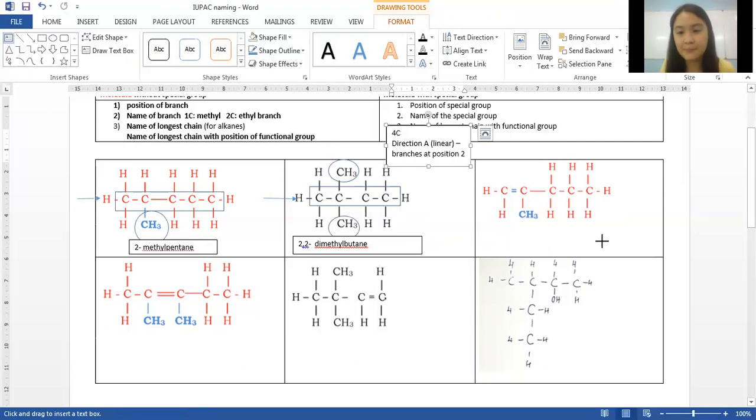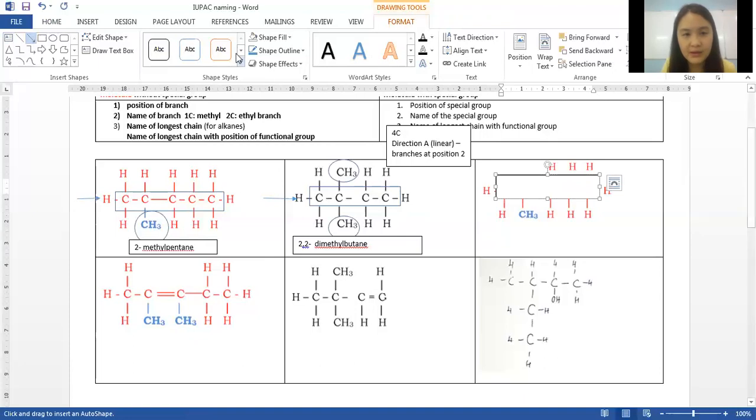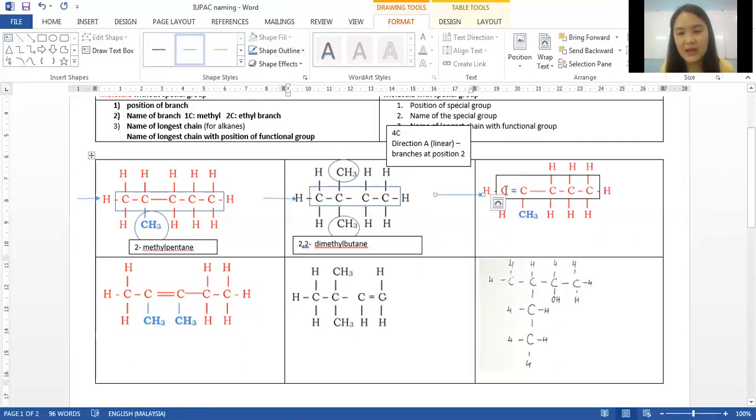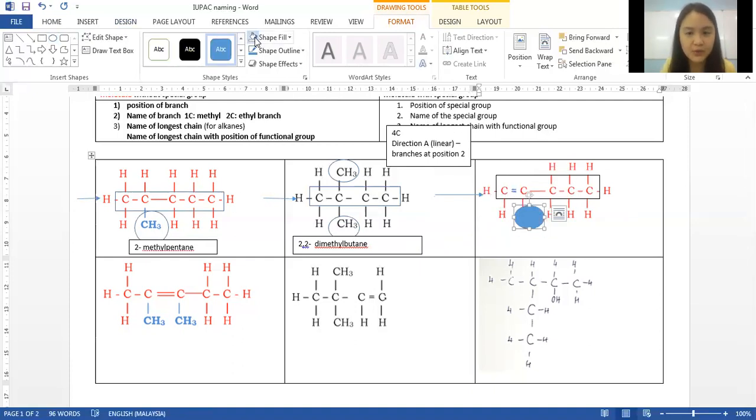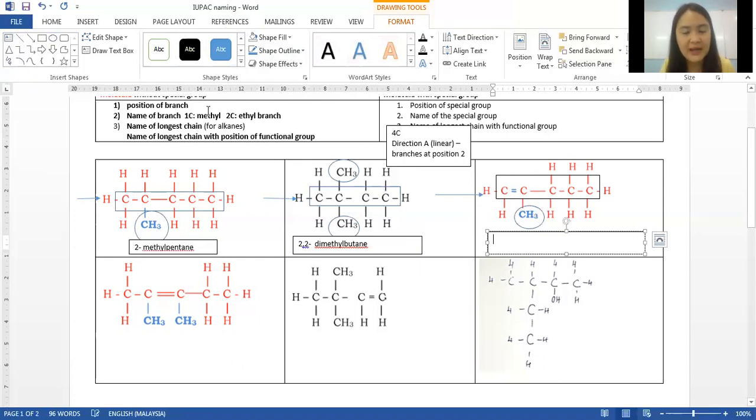With that, I've made a decision. My longest chain should be read from direction A, and linearly I will read it. When I read this molecule, this is carbon 1, carbon 2, carbon 3, carbon 4, and carbon 5. Whichever carbon is out of it, that one will be the branch. So this is the branch. Next, we have to name it. To name this molecule, again, we start by naming the position of the branch.